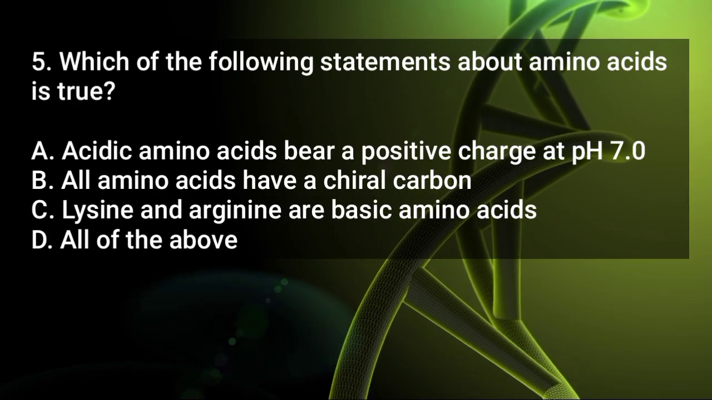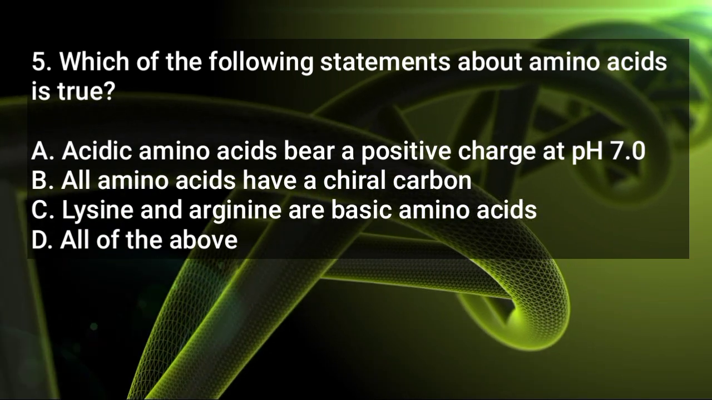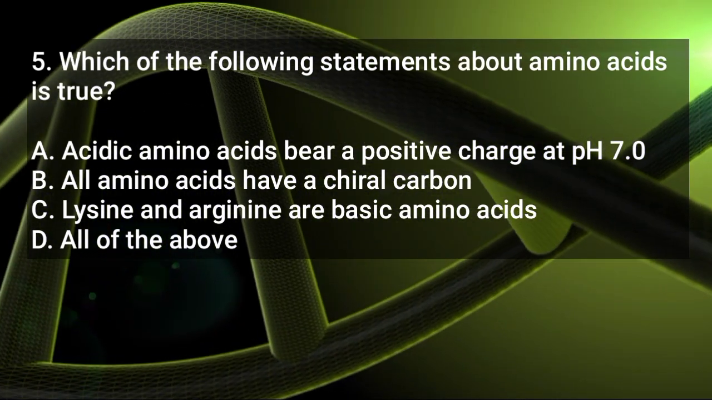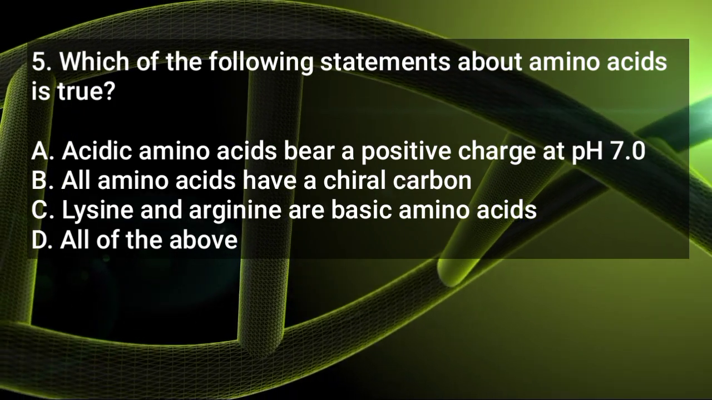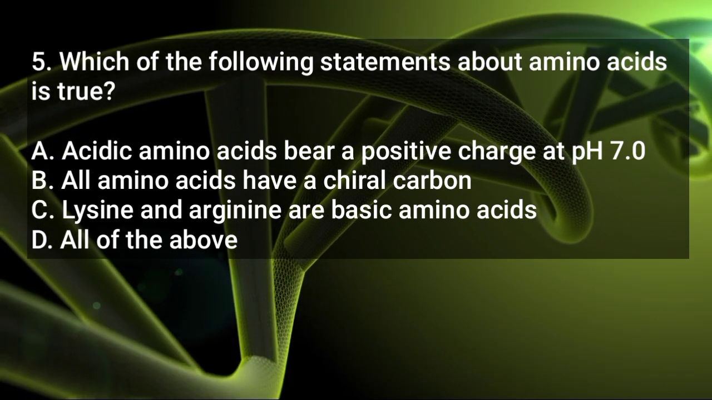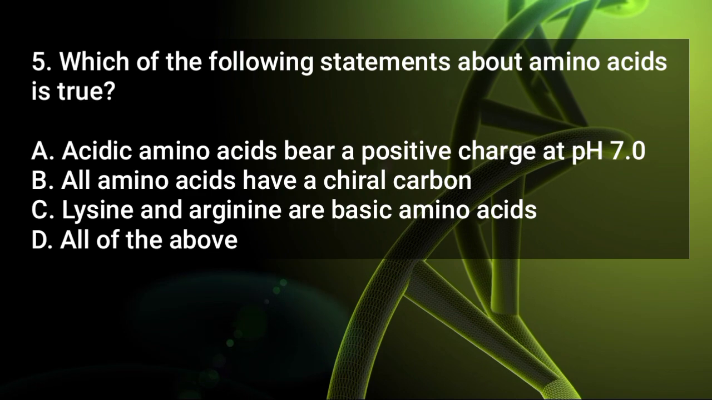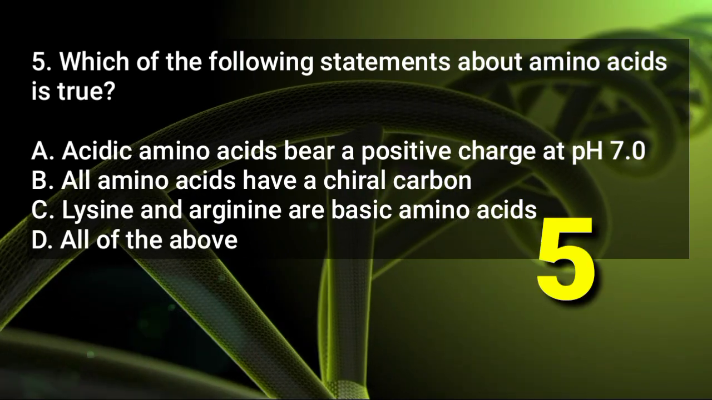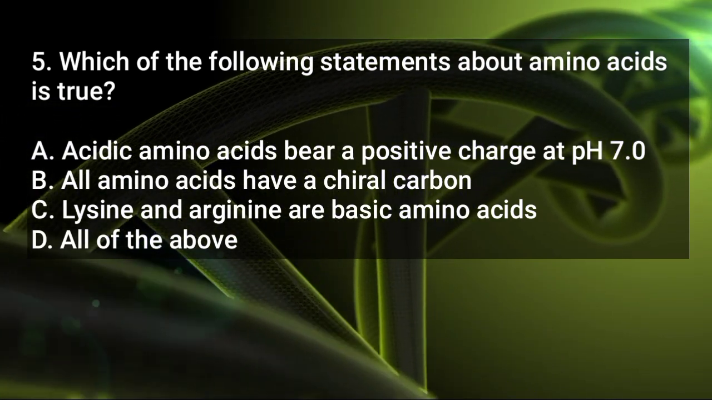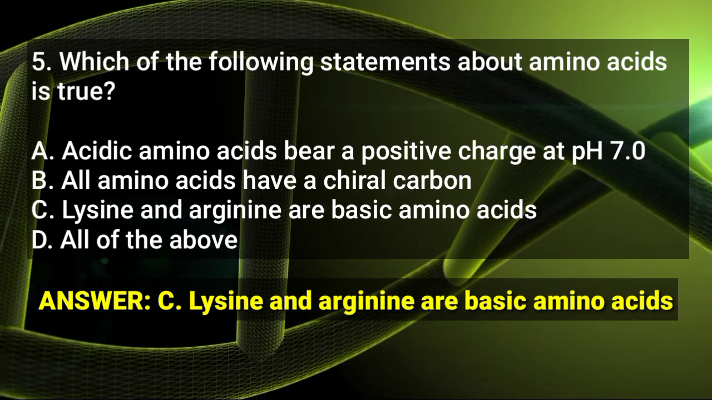Question number 5. Which of the following statements about amino acids is true? A. Acidic amino acids bear a positive charge at pH 7.0. B. All amino acids have a chiral carbon. C. Lysine and arginine are basic amino acids. D. All of the above. Answer: C. Lysine and arginine are basic amino acids.